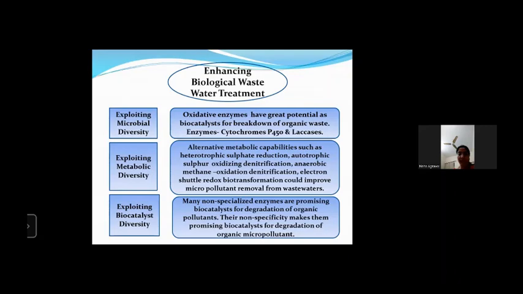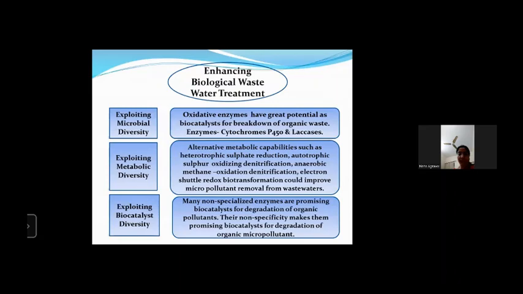The next point is exploiting metabolic diversity. Many enzymes are promising biocatalysts, capable of transforming a variety of substrates. These enzymes are generalized in nature and are not essential, so they maintain low metabolic flux and require less regulation than specialized enzymes.